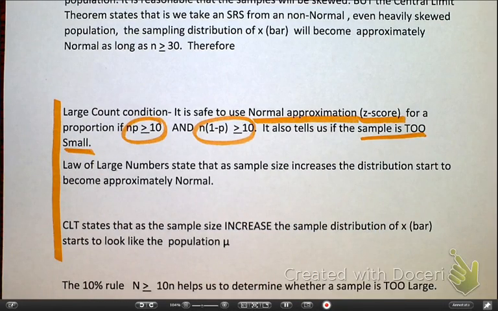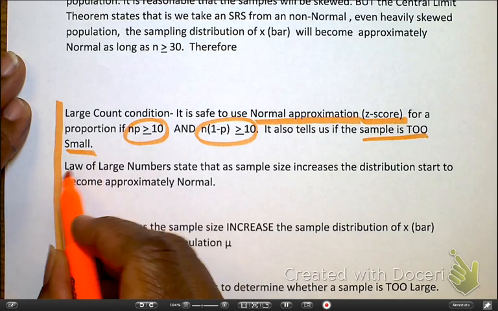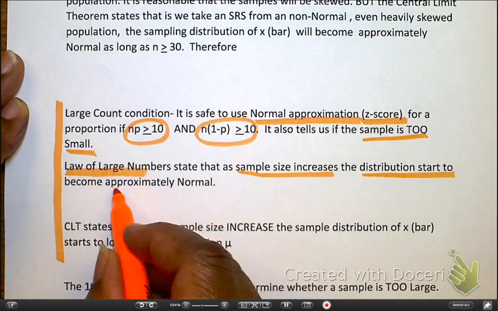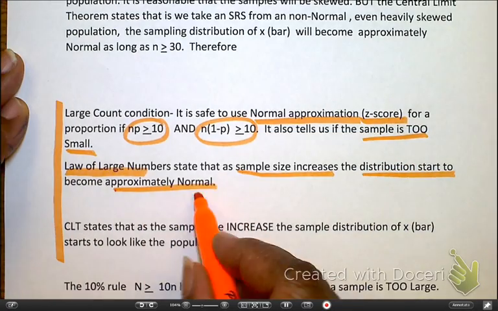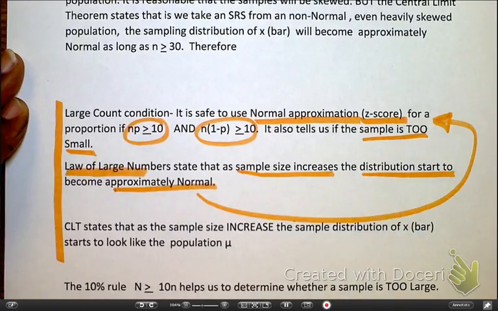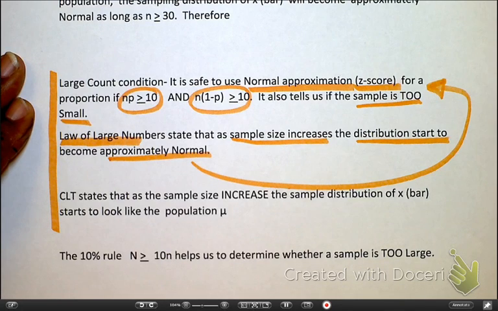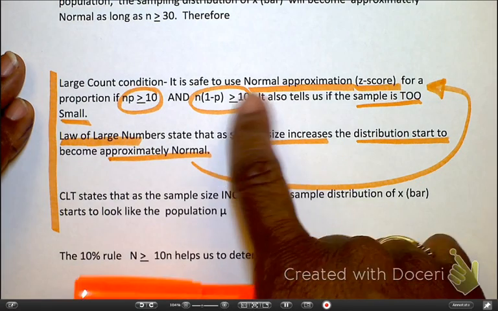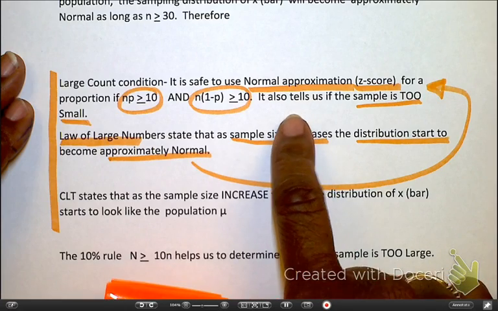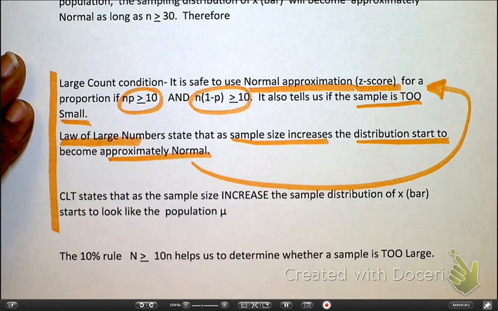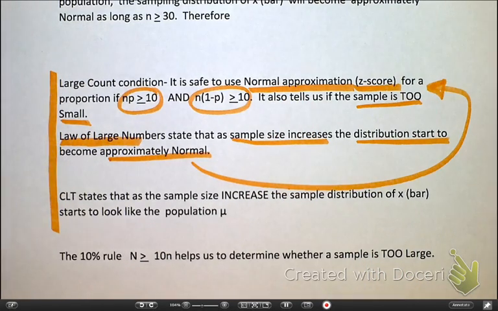Think about the logic on this. If it's too small, you can't use a normal distribution. That makes sense, and it shows how the two of those work hand in hand. The law of large numbers is saying that as the sample size increases, the distribution starts to become approximately normal. Isn't that exactly what we said up here? The consistency is that it is all about a large sample size. Larger and larger, the more it looks like a normal approximation. And don't forget, you just can't say normal. It's got to be approximately normal.